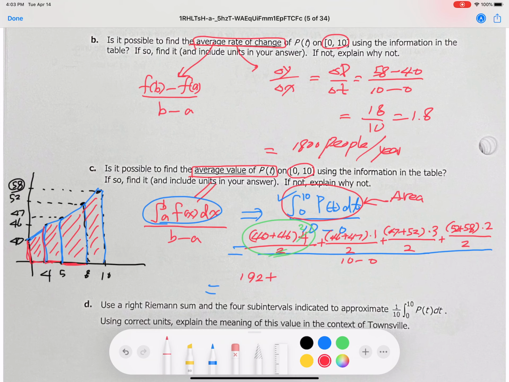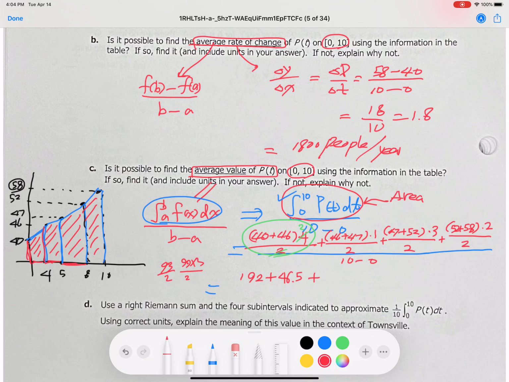Plus, what about the second part? 46 plus 47, 93 divided by 2. 93 over 2. So that is 46.5, plus the third part is 47 plus 50, 99 times 3. So 99 times 3 over 2.